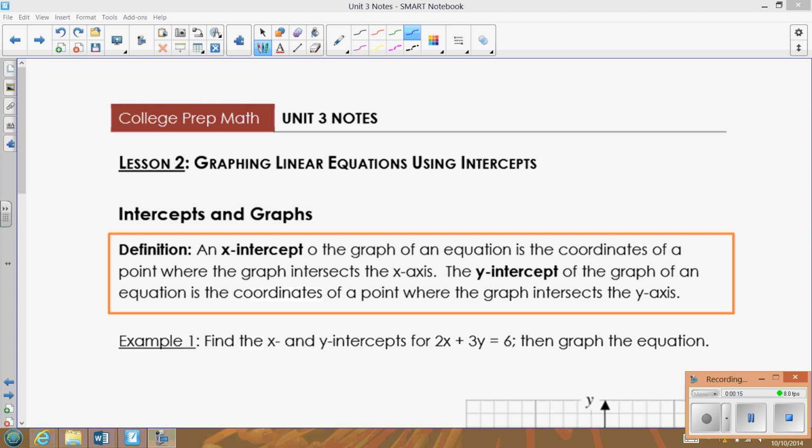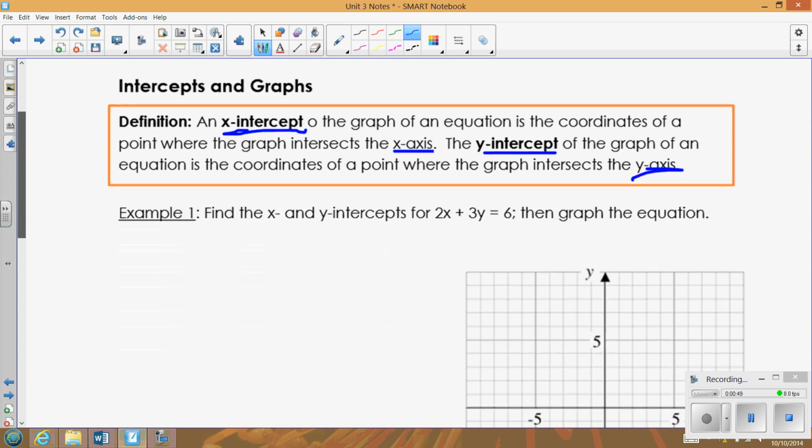So an x-intercept on a graph of an equation is the coordinates of a point where the graph intersects the x-axis. So the x-intercept deals with where the graph is crossing the x-axis. The y-intercept is where the graph is intersecting the y-axis. So if I know the x-intercept and the y-intercept, we can easily plot those, because the x-intercept I just put on the x-axis, the y-intercept I'll locate on the y-axis.